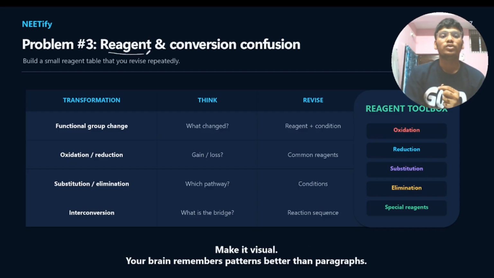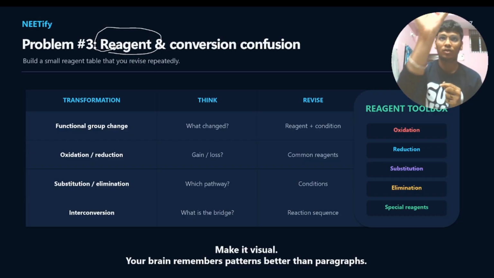See, first of all, you should make a reagent table. When I was studying, I used to write all the reagents on one page and stick it on the wall in front of my table, so that I would see it daily, early in the morning or late at night. You just see and memorize them, then sleep or wake up early in the morning, and you will learn all the reagents. Approximately, we have 50 reagents in your class 11th and class 12th NCERT. So you should follow those reagents and conversions I told you.